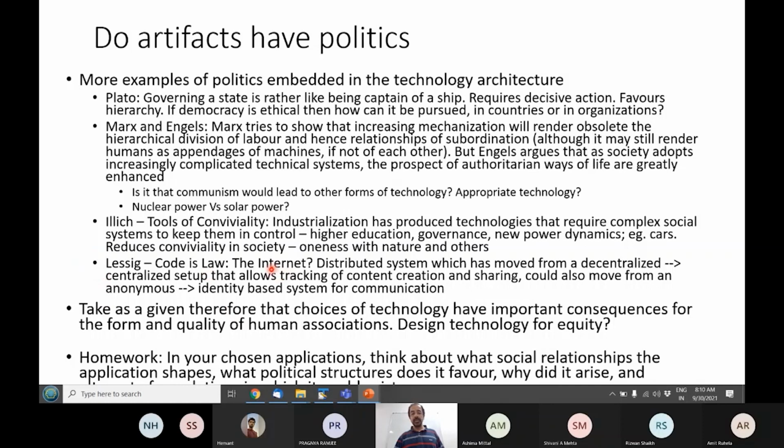Then Lawrence Lessig talked about the internet. We discussed copyright, and how the architecture of the internet itself, because of anonymous communication and decentralized systems, made it easy for people to share knowledge. But then we also saw the backlash, where technologies like digital rights management or other surveillance technologies are now being introduced, specifically from a commercial point of view, to enforce copyright and prevent free sharing of content. So we see this occurring again and again.